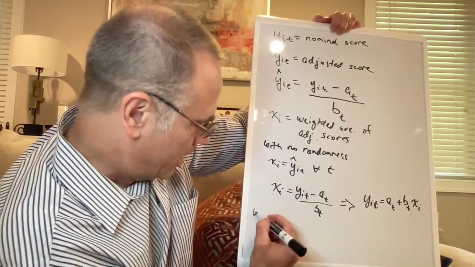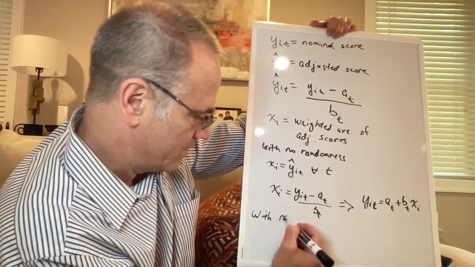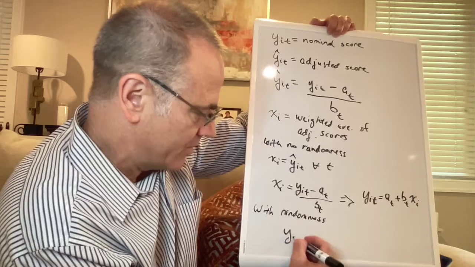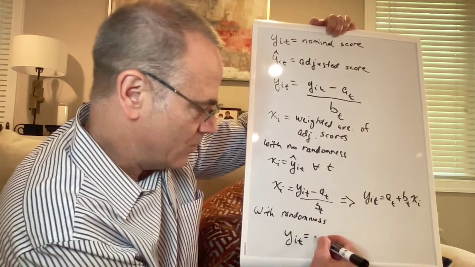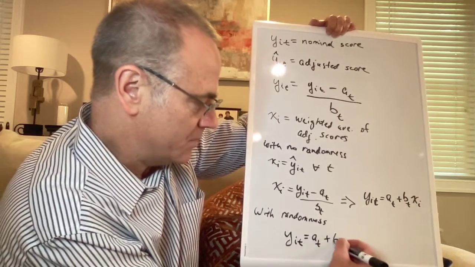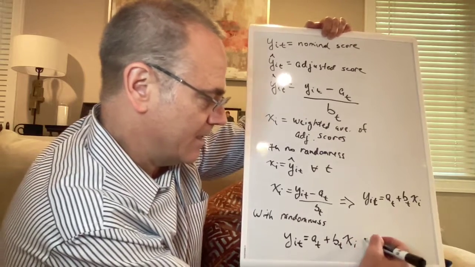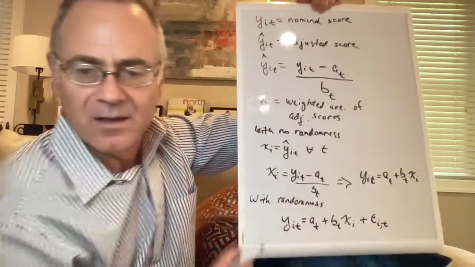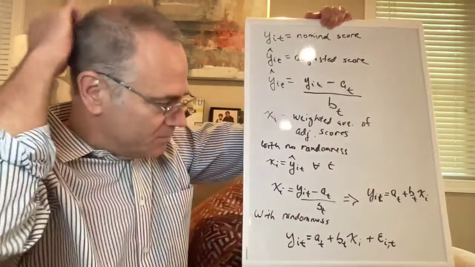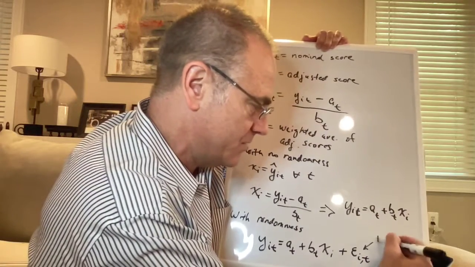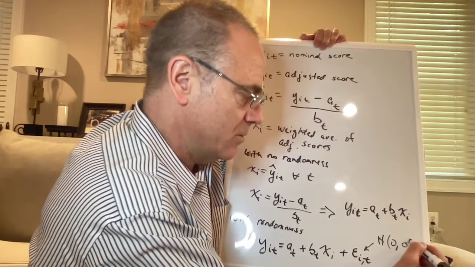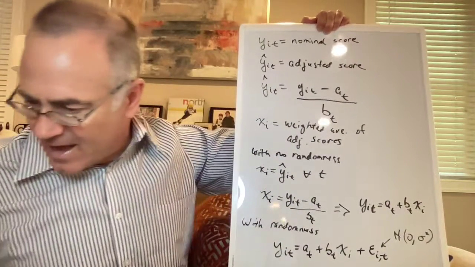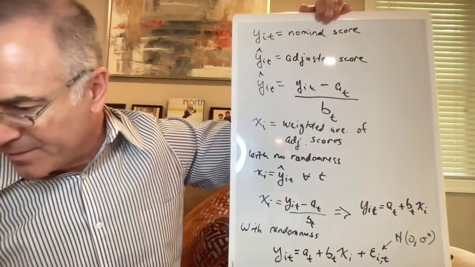With randomness, we're going to assume there's an error term. Y_IT equals A_T plus B_T X_I plus epsilon_IT, where that is an error term, and we're going to assume that it is distributed normal 0, sigma squared. So that is where we're going.